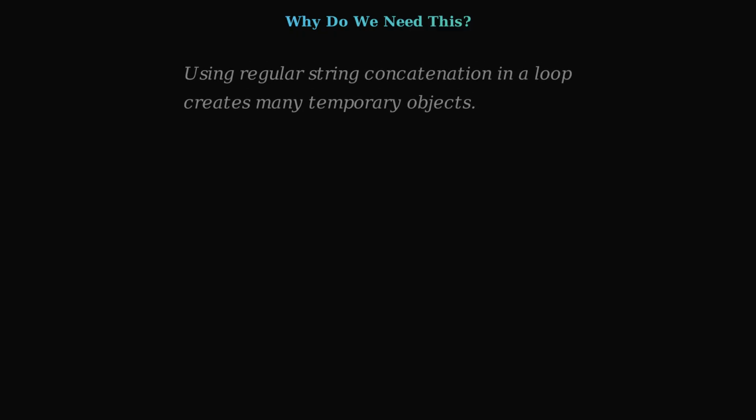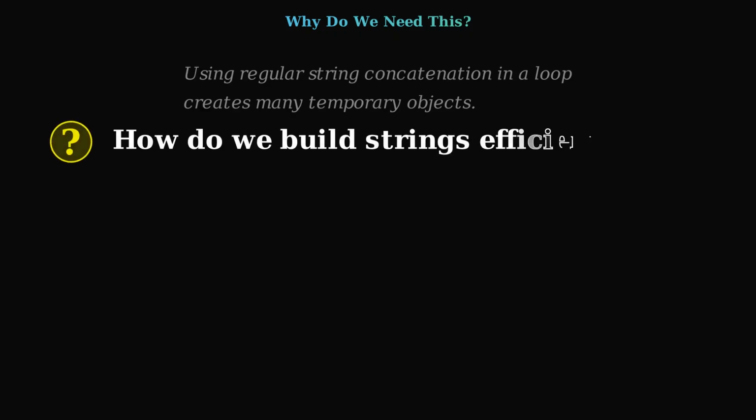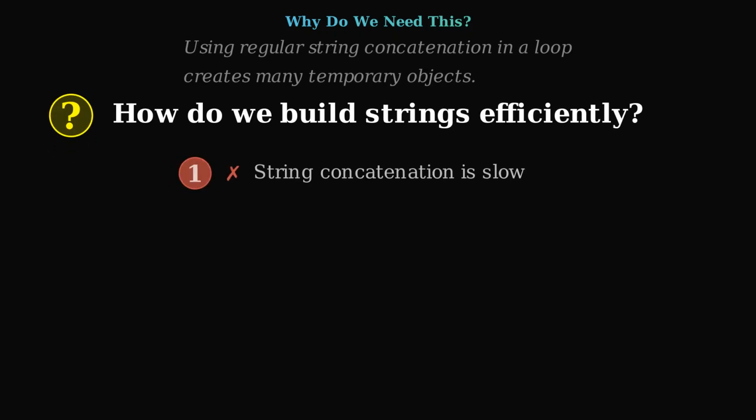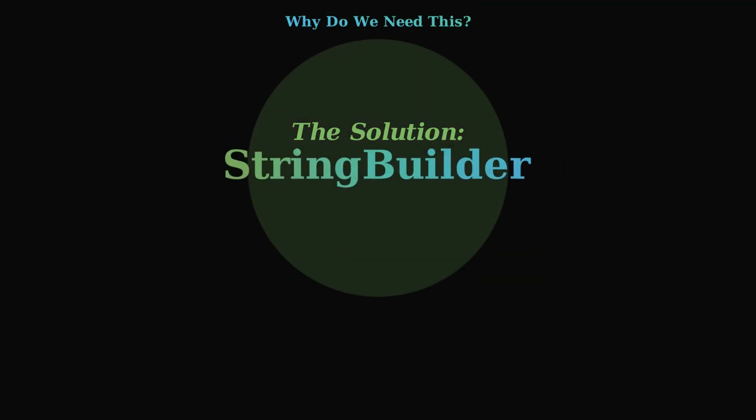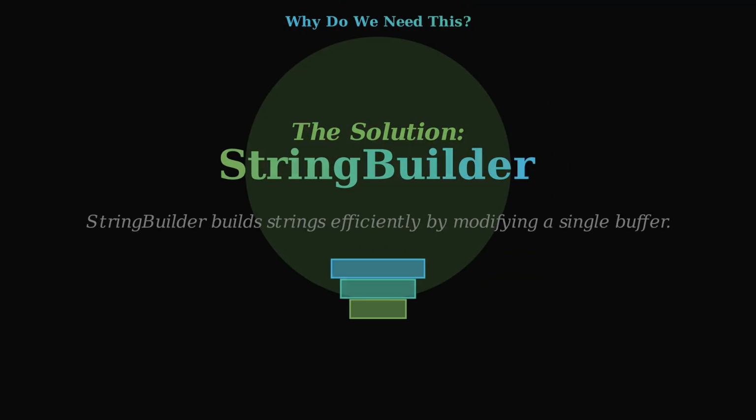Using regular string concatenation in a loop creates many temporary objects. How do we build strings efficiently? String concatenation is slow, creates many temporary objects, wastes memory and time. StringBuilder builds strings efficiently by modifying a single buffer.